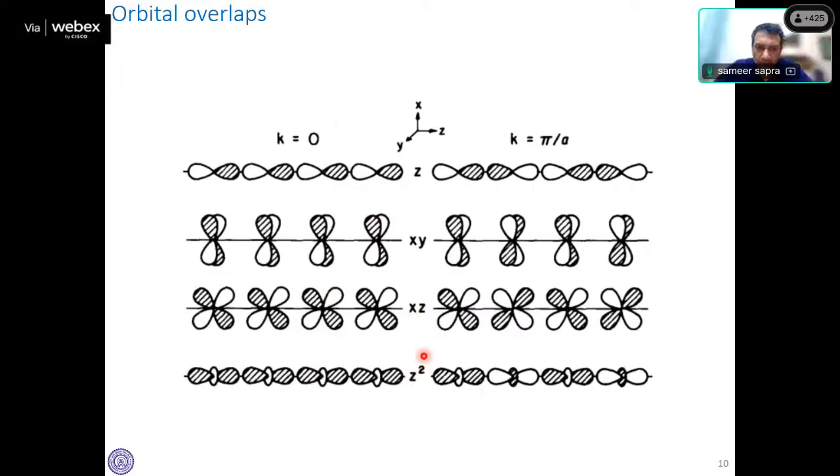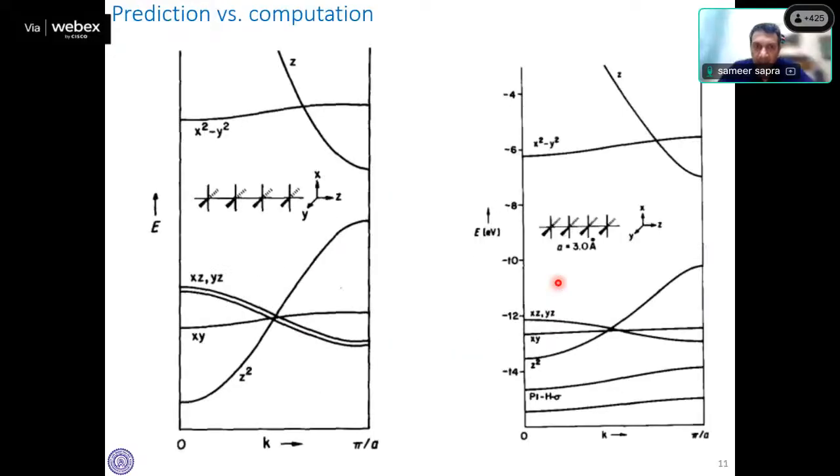So z square, it's going to run up. PZ, we've already seen it's already running down. You can make out for the rest of them. But once you've made out all of these, you know that Z square is the one that was very broad. XY was the one that was sharp. It wasn't very flat, right?